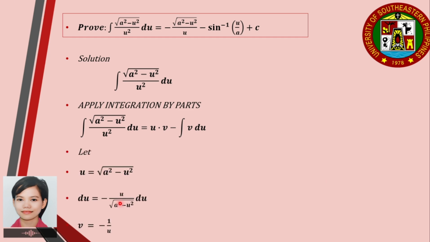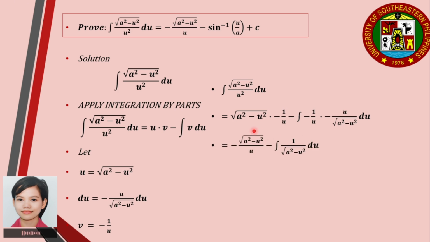So, applying the integration by parts, we can have the integral of the square root of a squared minus u squared all over u squared du equals u times v minus the integral of v du. So, substituting the u, we have the square root of a squared minus u squared multiplied by v, which is negative 1 over u right here. And minus the integral of v, which is negative 1 over u, multiplied by du, which is negative u all over the square root of a squared minus u squared du. So, let's simplify this.